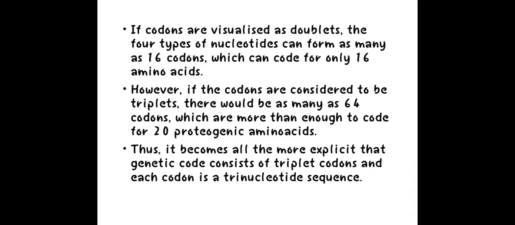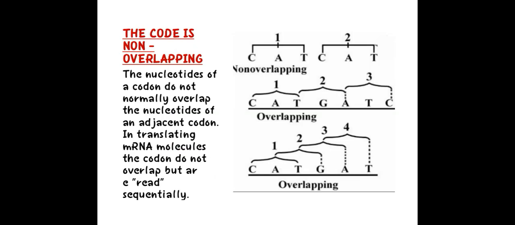However, if the codons are considered to be triplets, there would be as many as 64 codons, which are more than enough to code for 20 proteogenic amino acids. Thus, it becomes all the more explicit that genetic code consists of triplet codons and each codon is a trinucleotide sequence. The codon is non-overlapping. The nucleotides of a codon do not normally overlap the nucleotides of an adjacent codon. In translating mRNA molecules, the codons do not overlap but are read sequentially.